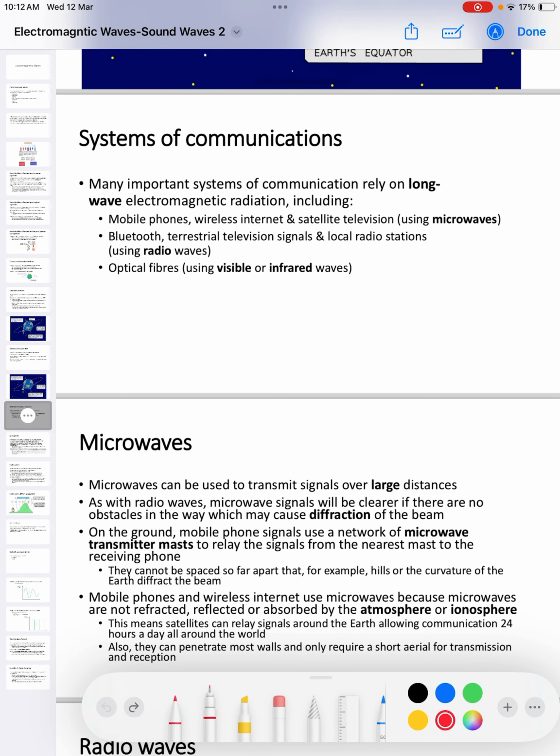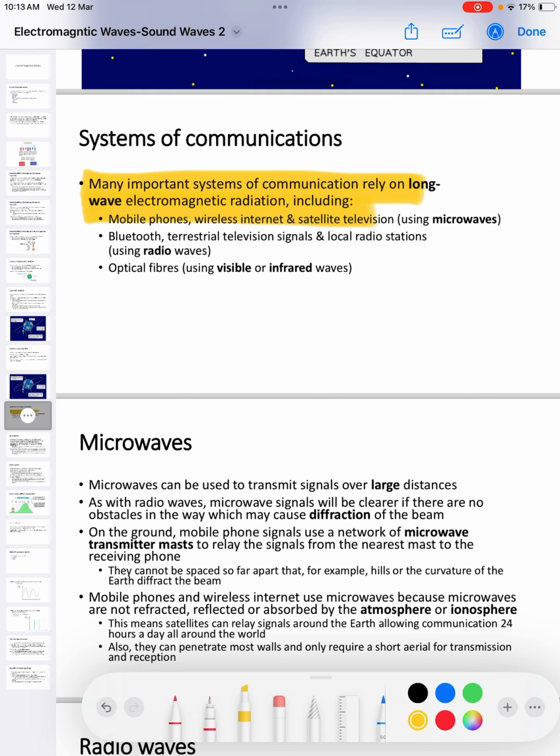Now let's go a little bit deeper into the system of communications. Many important systems of communication rely on long wave electromagnetic radiation. So what do we mean? We mean that for there to be communication, usually you must use a long wavelength electromagnetic radiation. Remember, radio waves have the greatest wavelength. As we come from radio waves until we reach gamma rays, radio waves have the greatest wavelength. We use those wavelengths with the greatest wavelength to do our communication.